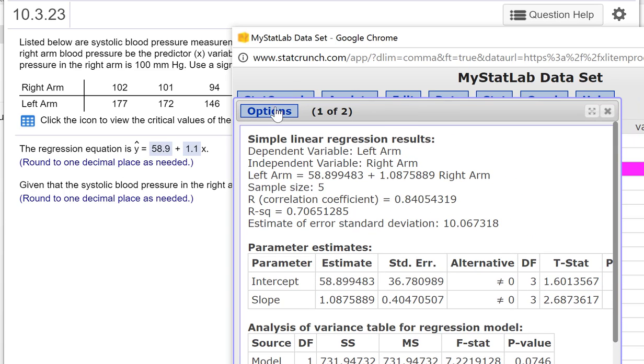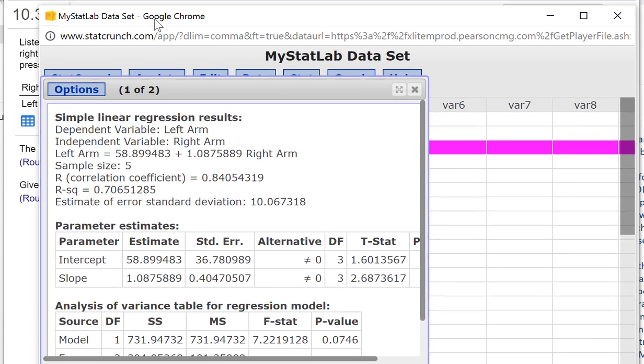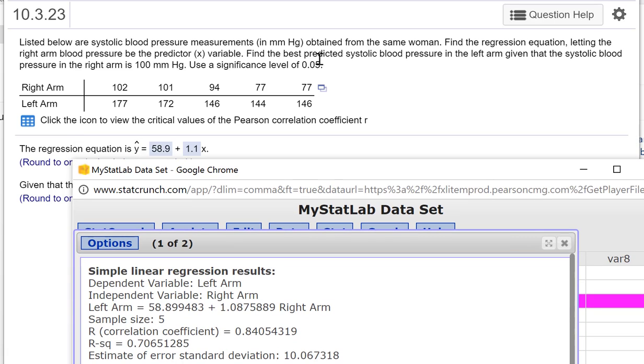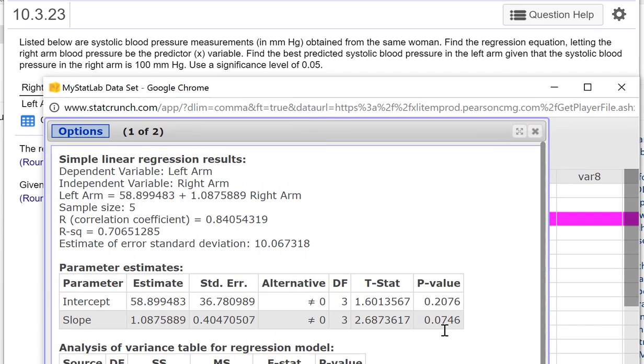Okay, now the problem says, given the systolic blood pressure in the right arm is 100, the best predicted systolic blood pressure in the left arm is what? So the question is, can I use my equation? So we look at the p-value for the slope. The p-value for the slope is 0.07, and they're setting this significance level at 0.05. And we cannot use this equation. If this is greater than 0.05, we cannot use the equation, and all we have to use is the mean of my data.